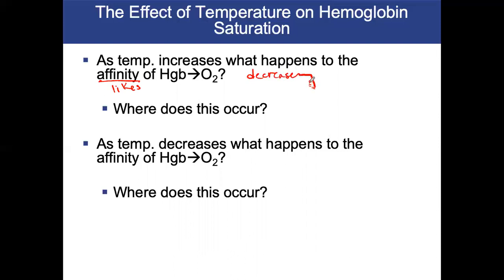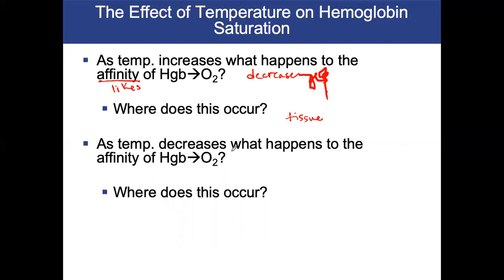Sorry, you guys. Okay, so it decreases. Normally in the body, where does this occur? Okay, so where do you have a higher temperature? At the lungs or at the tissue? Right? You're going through metabolism, you're breaking bonds, so temperature is going to go up.